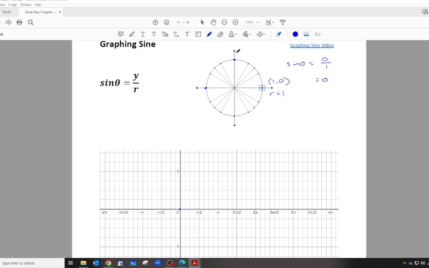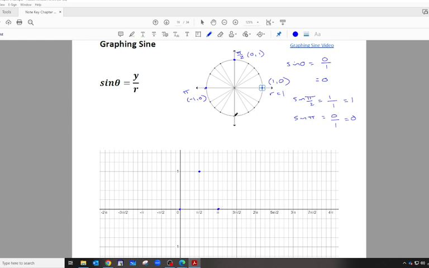And then we'll move to pi by 2. So this is pi by 2 up here, and the point here is 0, 1. So if we were going to do the sine of pi by 2, it'd be the y value, which is 1, over the r value, which is 1, which means the output is 1. So at pi by 2, the y value is 1. Then we go over here to pi, and we have a point here at -1, 0. So this time we're doing the sine of pi, and it's the y value, which is 0, over the r value, which is 1, which equals 0. So we're going up to 1 and then back down to 0 at pi.